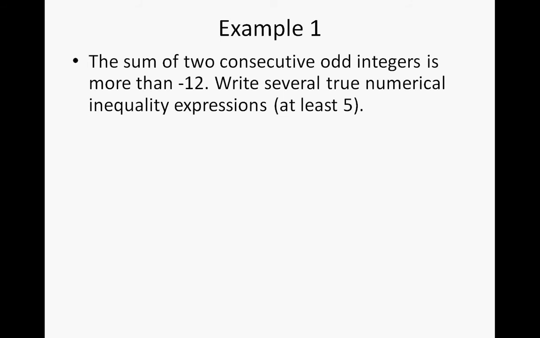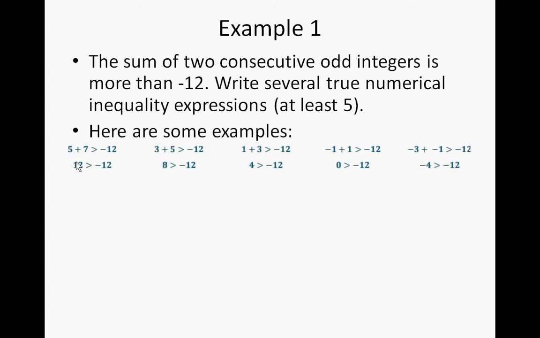All right, so some examples you might have come up with would be 5 plus 7, because again 5 is odd, 7 is the next odd number. 3 and 5, 1 and 3, negative 1 and 1, or negative 3 plus negative 1. And you can come up with several others.